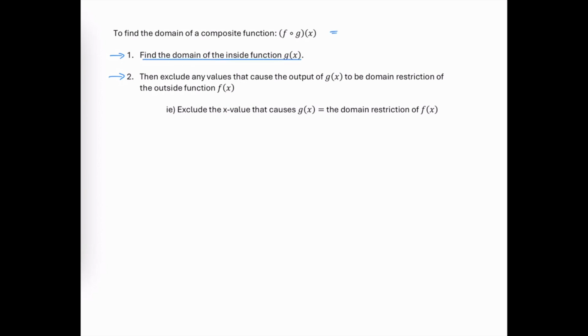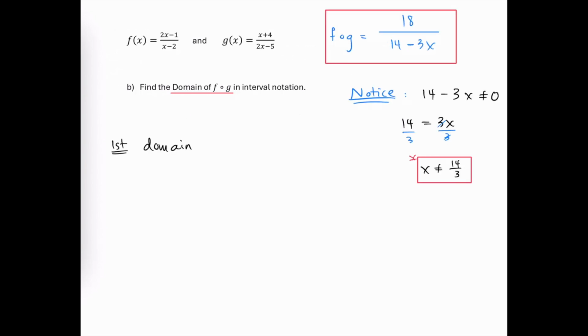Remember, any potential domain element has to pass through the g function first. So it has to be an allowable input for g, which means that it has to pass through g and generate a defined and real number. The domain of the composite function can't be any larger than the domain of g. So back up here, our first step is to find the domain of the g of x function.